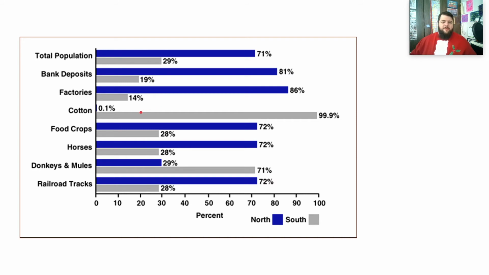Now, the South does have the North whipped in cotton production, 99.9 compared to 0.1. Unfortunately, you cannot eat or make weapons or ammunition out of cotton. Food crops, 72 to 28%. Horses, 72 to 28%. The South does have more donkeys and mules. Horses are going to be a faster mode of transportation. Donkeys and mules are going to be more of your beasts of burden or your pack animals that are carrying supplies. They don't really need those in the North because they have railroad tracks.